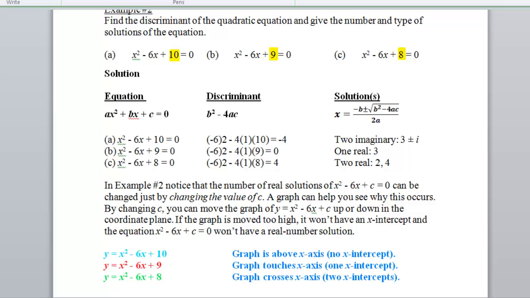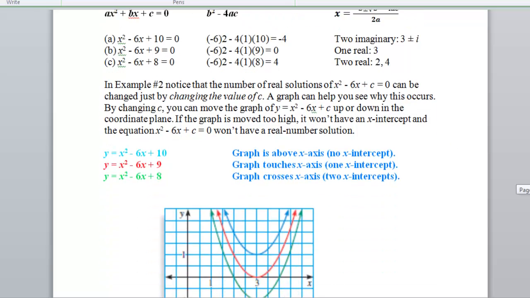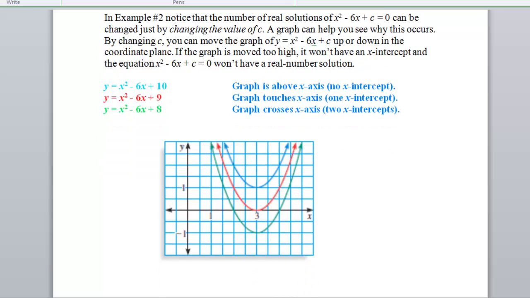Now, something that we've talked about in class before is the fact that the zeros represent the roots, or the types of solutions that we have. And here we can see that the green equation, x squared minus 6x plus 8, crosses the x-axis twice, so it has two intercepts or two real solutions. X squared minus 6x plus 9 is a perfect square trinomial, so it only has one solution. And you can see x squared minus 6x plus 10 has no zeros, so this would imply that it has two imaginary solutions. So you can get a visual sense of what the discriminant is telling you as well.